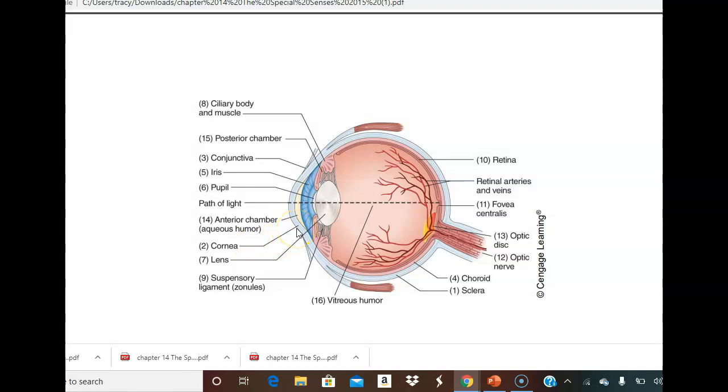So the cornea is here. The sclera is basically the white part, but once it gets to this point, it turns into the cornea. It gets real thin, and then the cornea is on top.